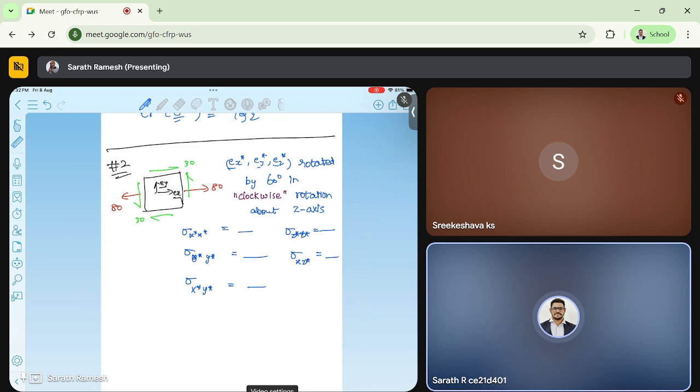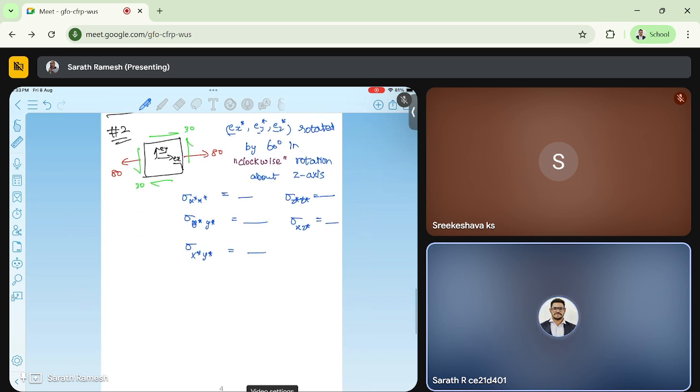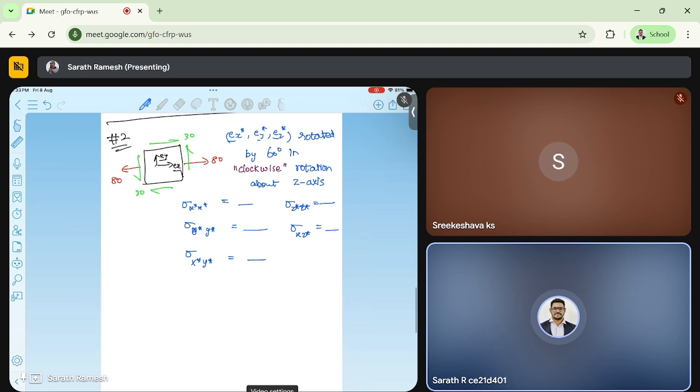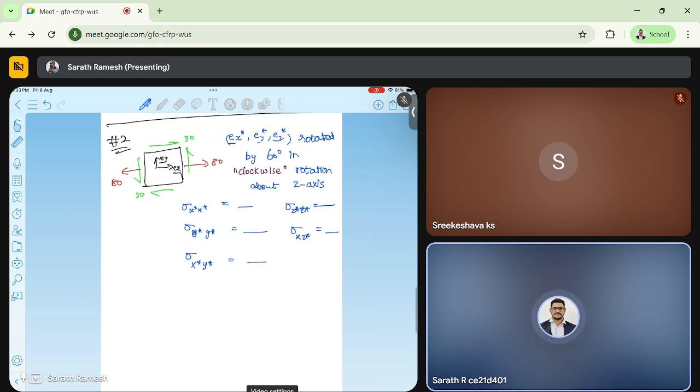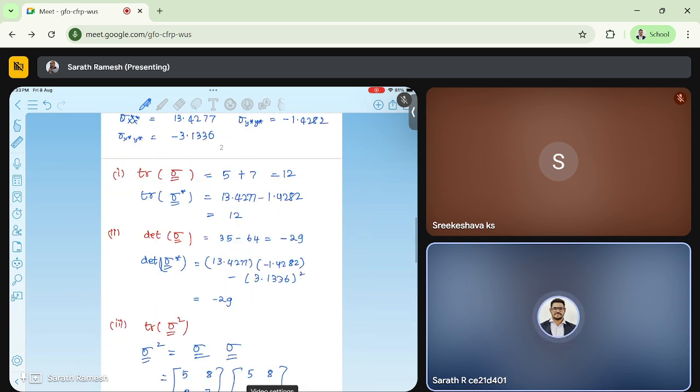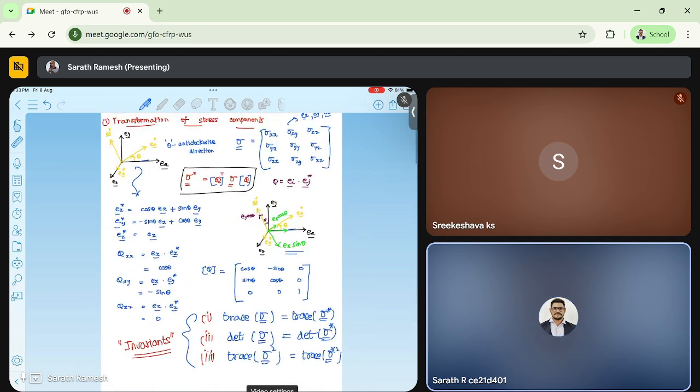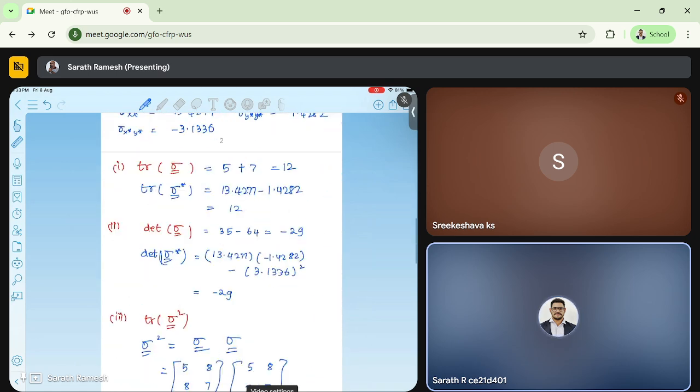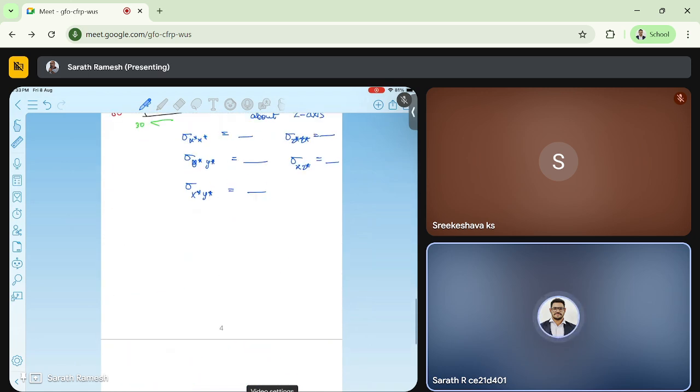So this is what we have to do. Now, same thing, but the only change from the previous problem is that here they have given clockwise rotation. This formula was derived assuming theta as anti-clockwise, so we just have to substitute minus theta in place of theta. Okay, so let's proceed. First, let's find the transformation matrix. That's the first step.